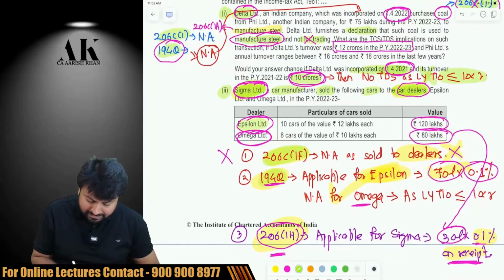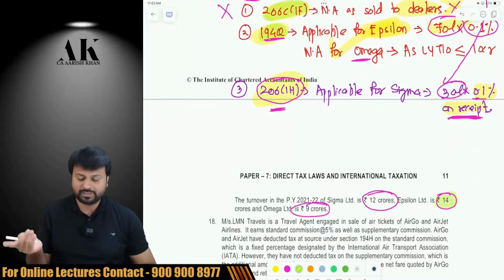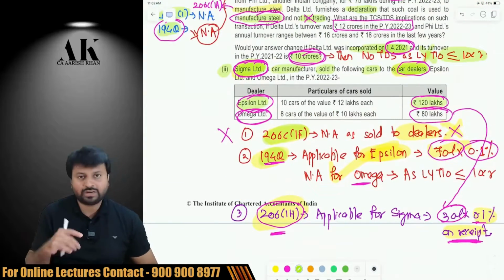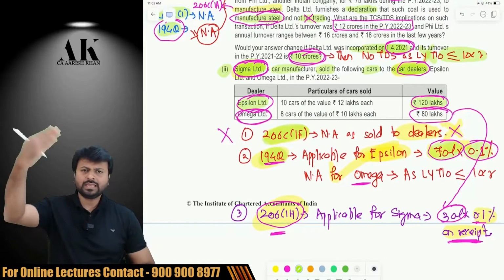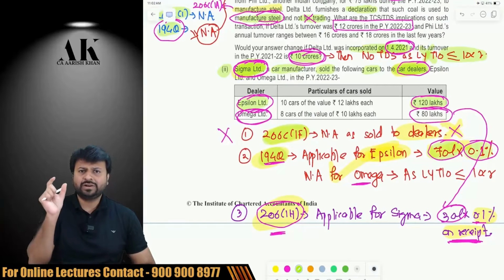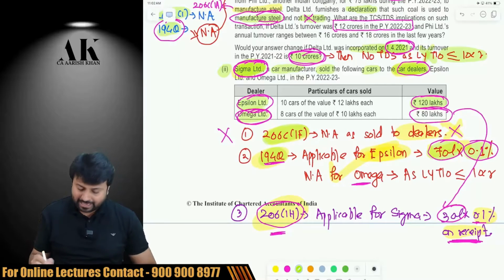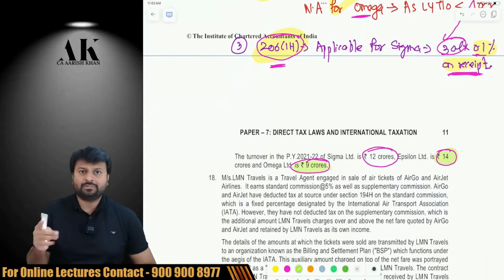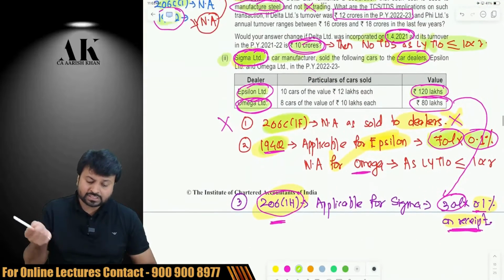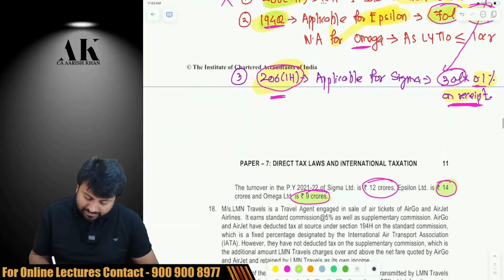Now, in case of Epsilon, 194Q will be applicable because Epsilon's last year turnover is greater than 10 crore rupees. And Epsilon is also buying more than 50 lakh rupees cars. Therefore, 70 lakh rupees, 0.1%. That is in excess of 50 lakhs, you will deduct TDS at the rate of 0.1%. Now, in case of Omega, whether 194Q is applicable for Omega, 194Q will not be applicable. The reason is very simple because Omega's last year turnover is less than 10 crore rupees. Therefore, in case of Omega, Sigma has to collect TCS because Sigma's last year turnover is greater than 10 crore.